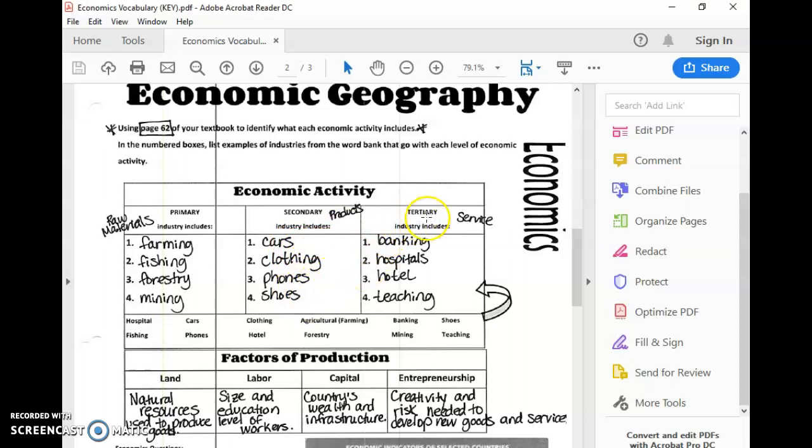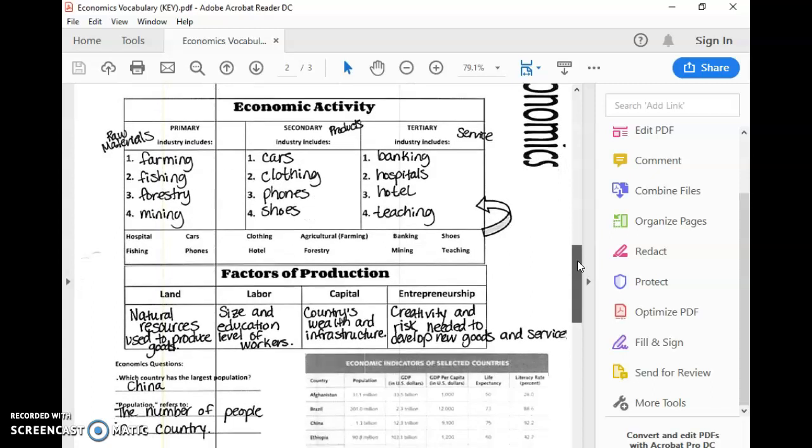Then tertiary, meaning the third level. These are service industries, such as banking, hospitals, hotel managers and the way they run hotels and hospitality. Then teaching, yay! Right, some factors of production. This came straight from page 62 in your text.